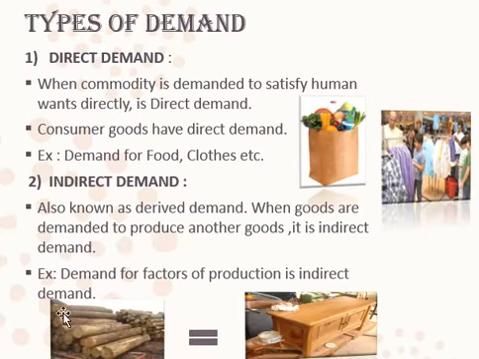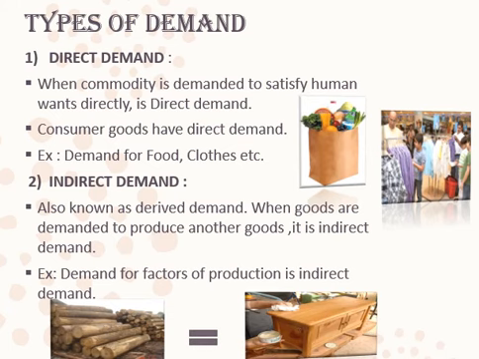So, indirect demand means when wood is demanded, it will not be directly satisfying the human want, but it will take the form of another commodity that will be used by the consumer. That is why indirect demand is also known as derived demand, because when goods are demanded to produce other goods, that is, wood is demanded to produce furniture.